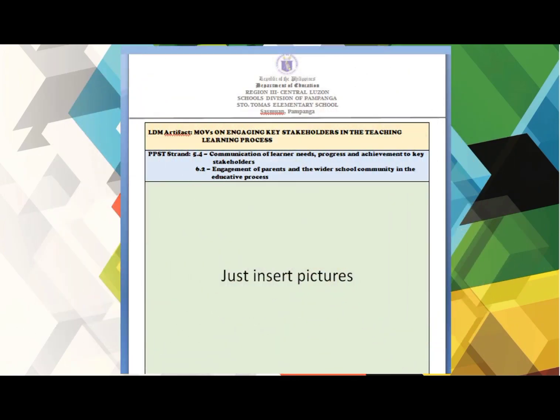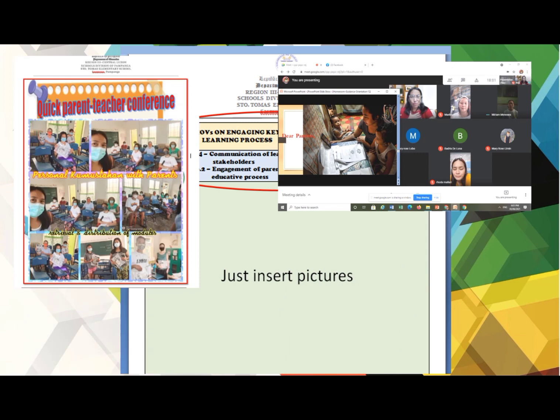And for the last artifact, we have MOVs on engaging key stakeholders in the teaching-learning process. We have 5.4, communication of learners' needs, progress, and achievement to key stakeholders, and 6.3, engagement of parents and the wider school community in the educative process.